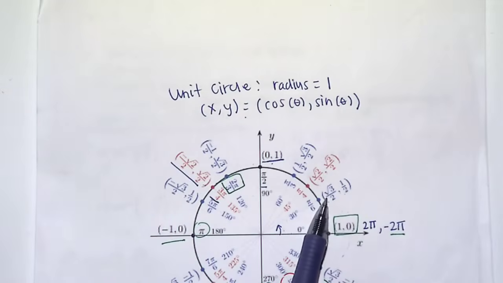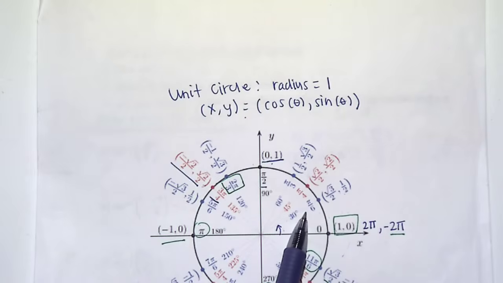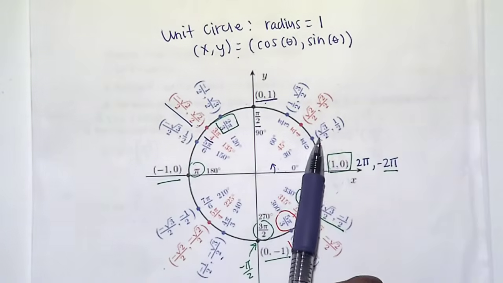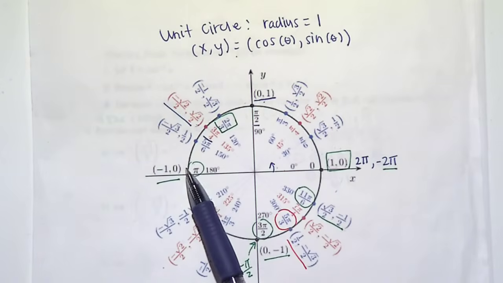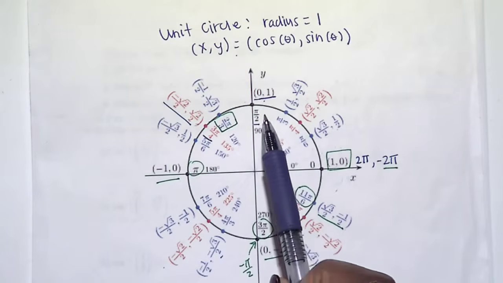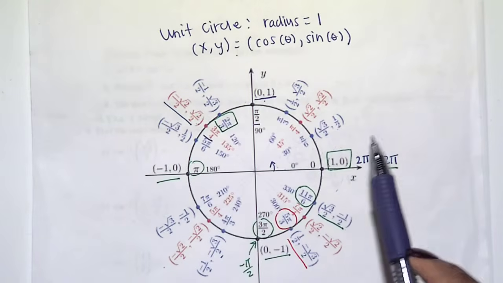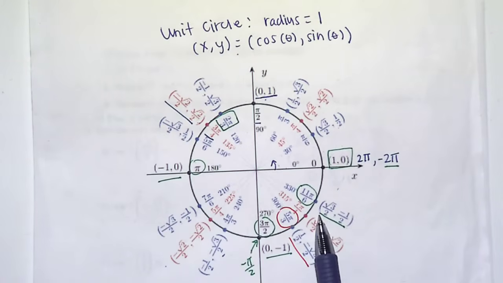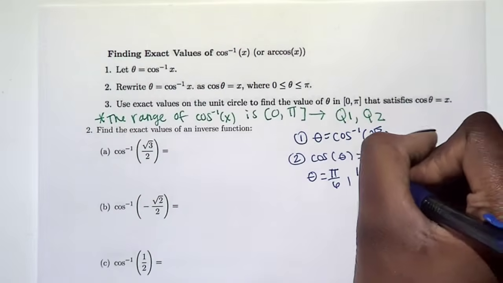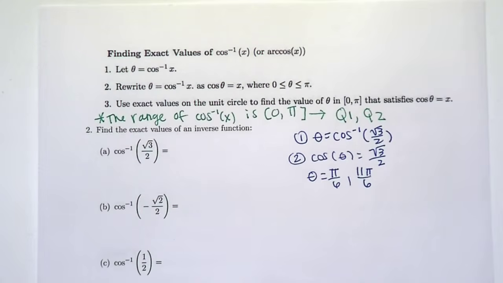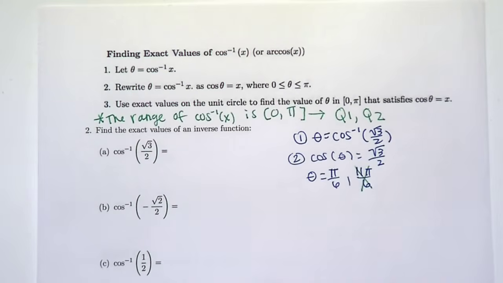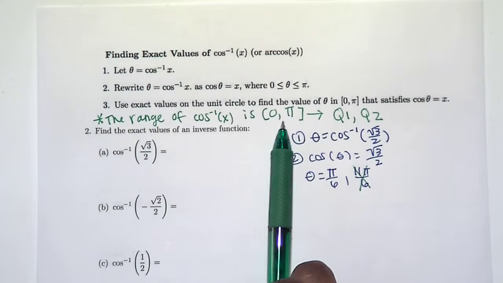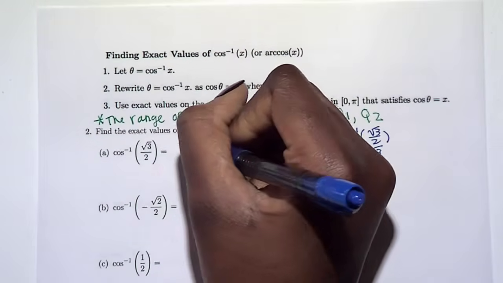All right, so here is cosine, root 3 over 2, that happens at pi over 6. It also happens, where's root 3 over 2? Sorry, I'm looking at the wrong place. It also happens over here, at 11 pi over 6. We saw that 11 pi over 6 was in the fourth quadrant. That is not what we're looking for. So our answer is pi over 6. It's in the first quadrant. It's between 0 and pi, so that is our answer.